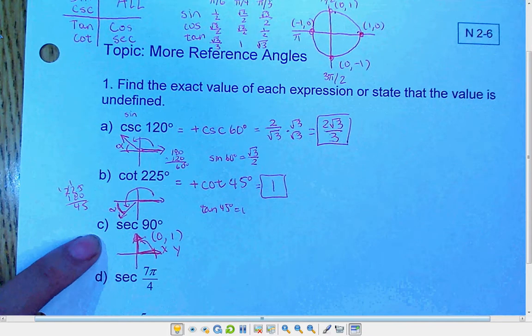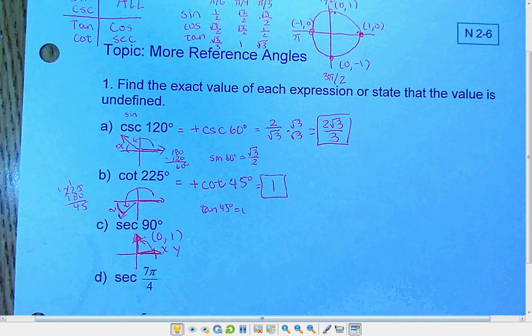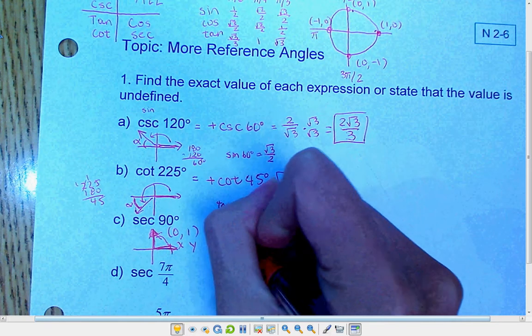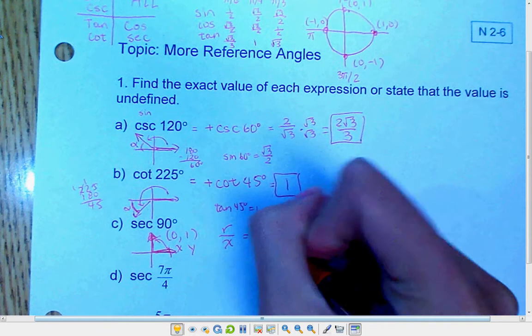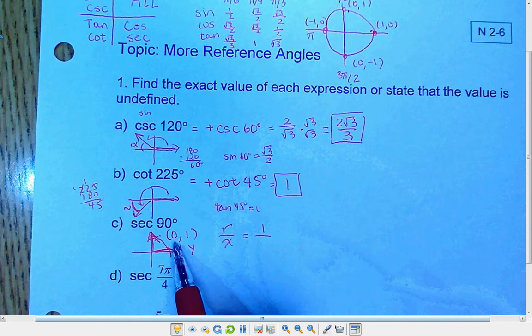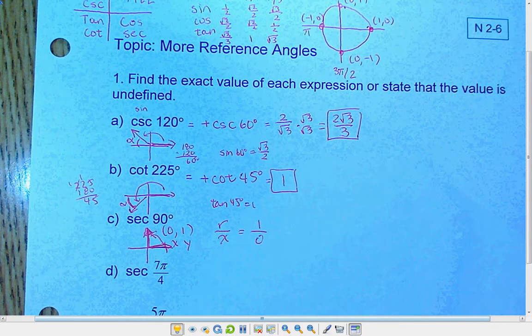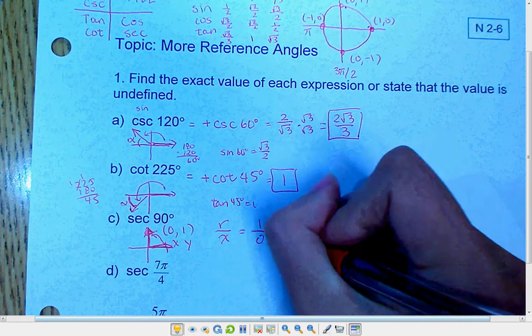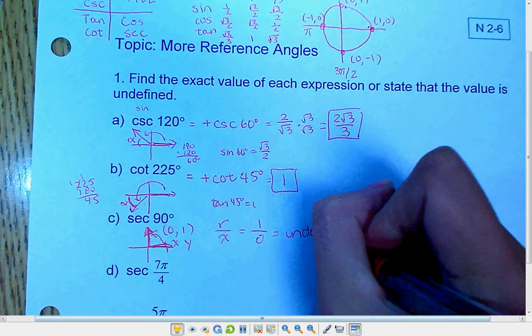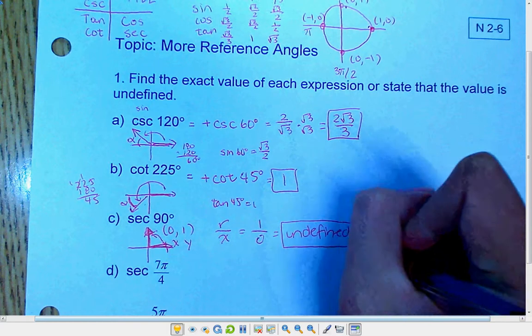So for secant, we're going to look at our ratio for secant. It is r over x. We know r is 1. Our x value here is 0. And because we cannot divide by 0, this is undefined.